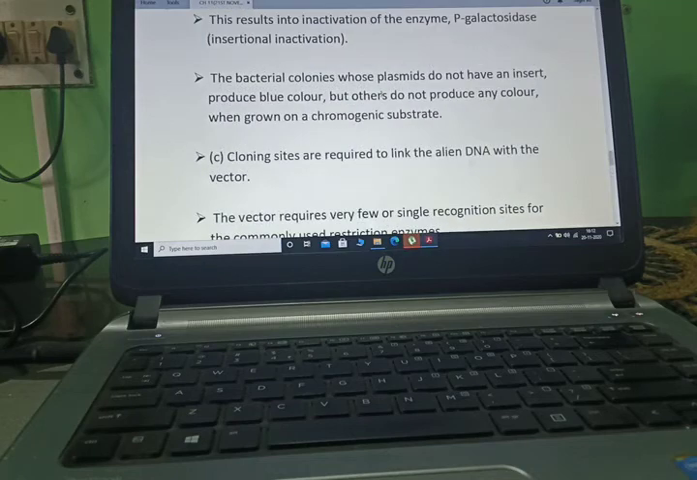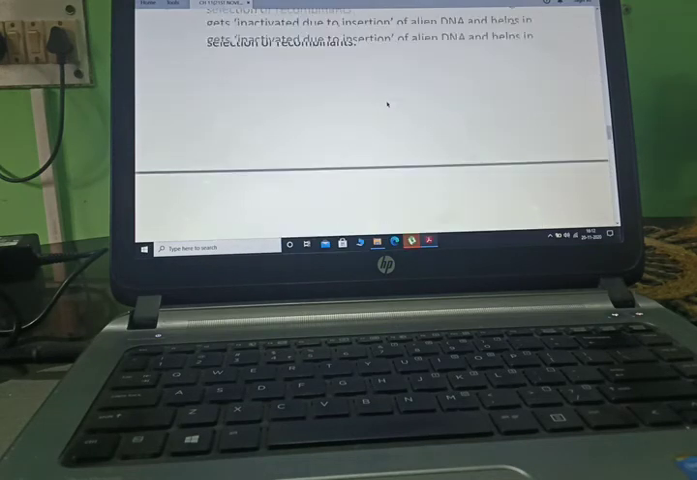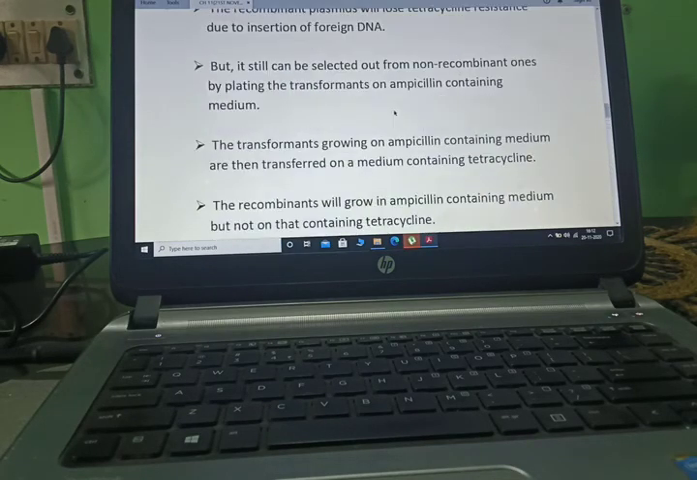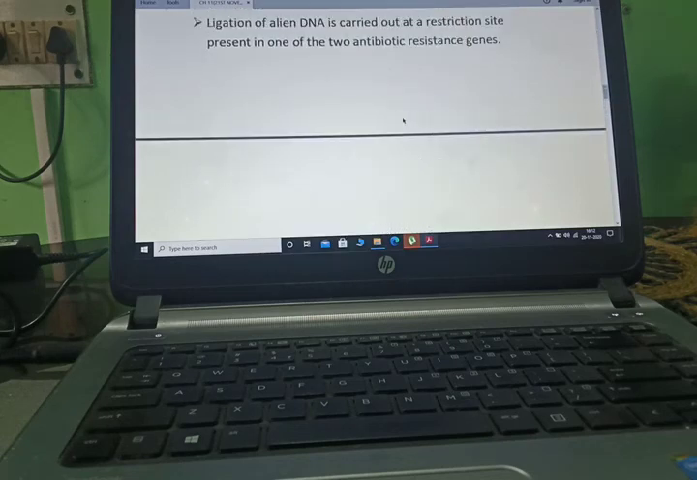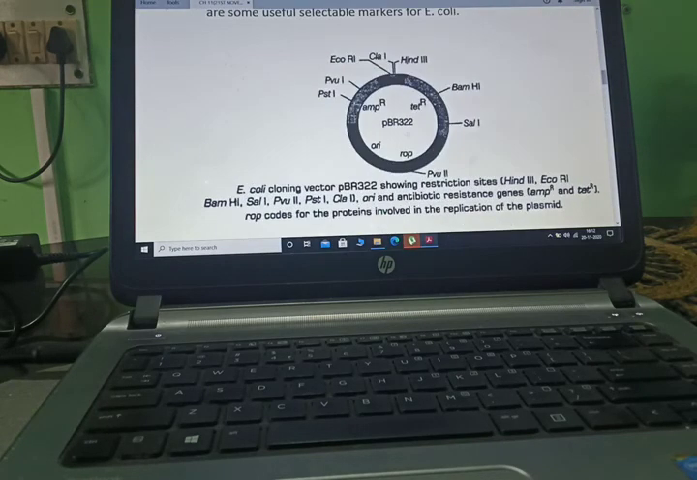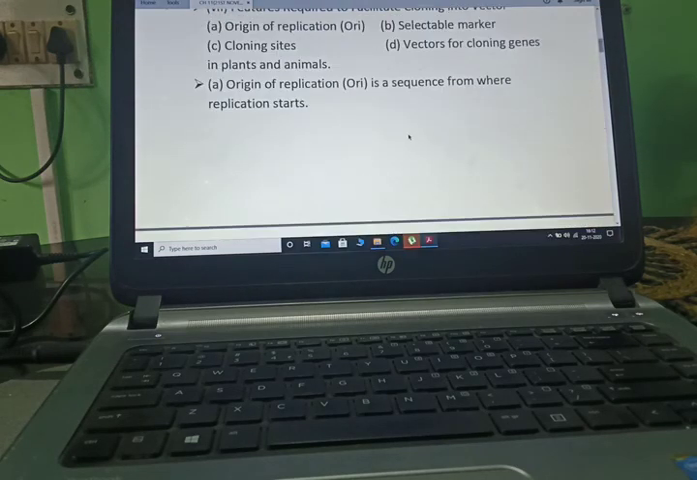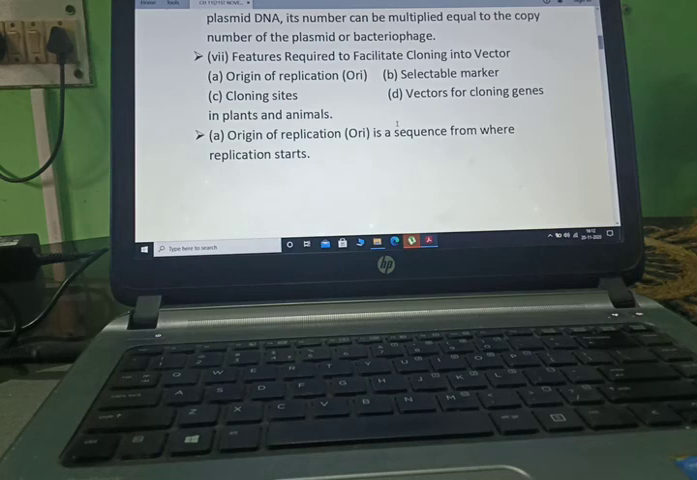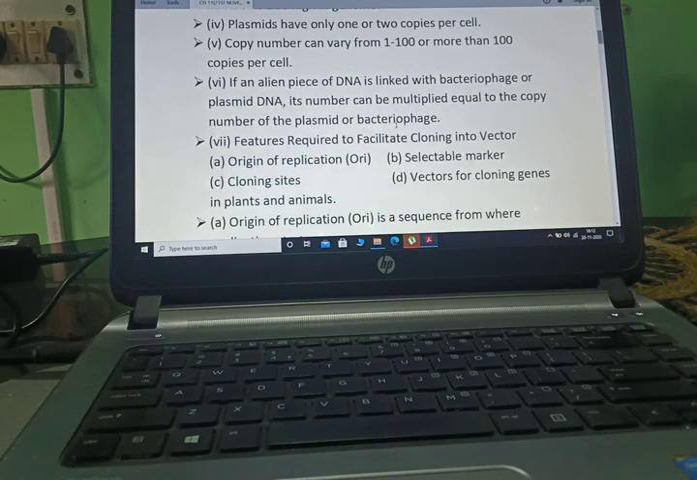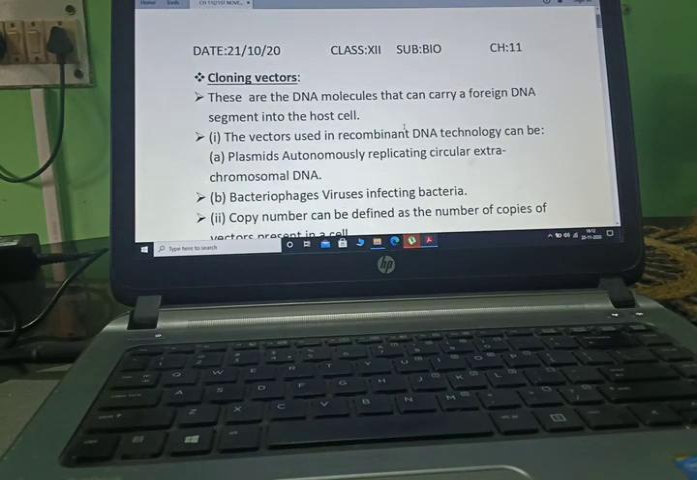So, today we have studied how insertion will start, how inactivation will start, then the Escherichia coli cloning vector pBR322. Then we have studied all these: ORI, selectable marker, cloning sites, vectors for cloning genes, plasmid, and cloning vectors.